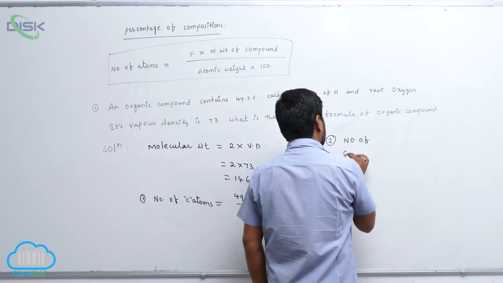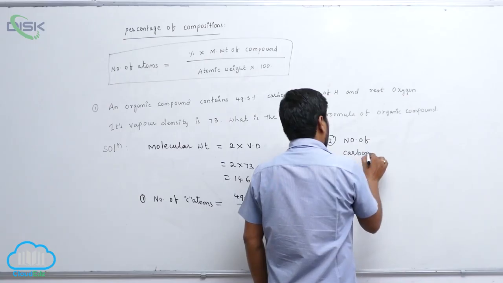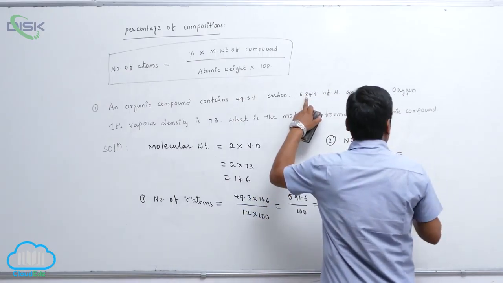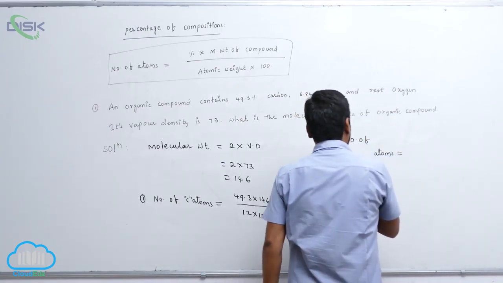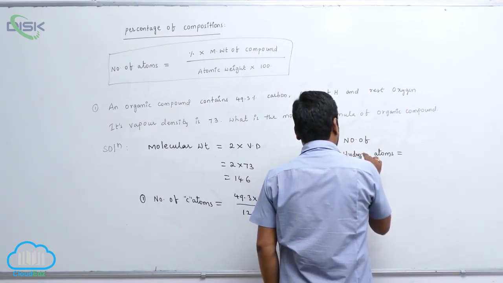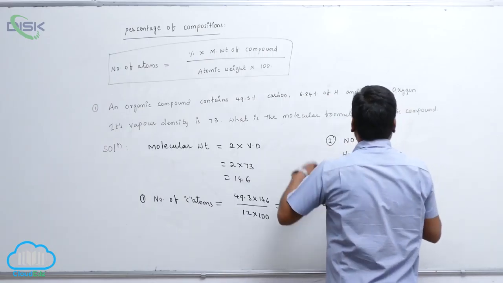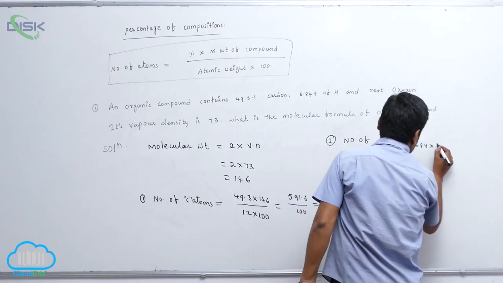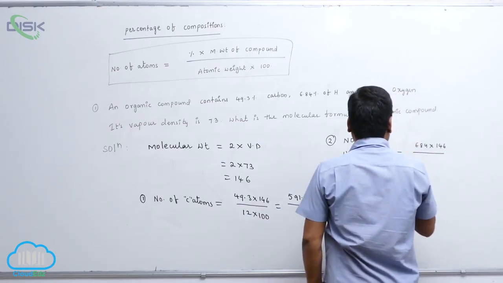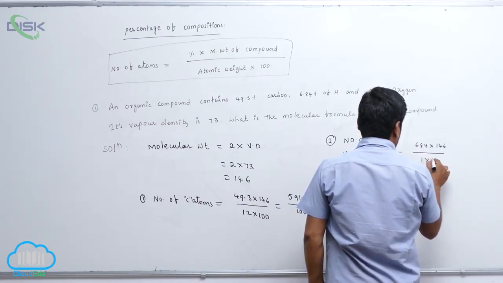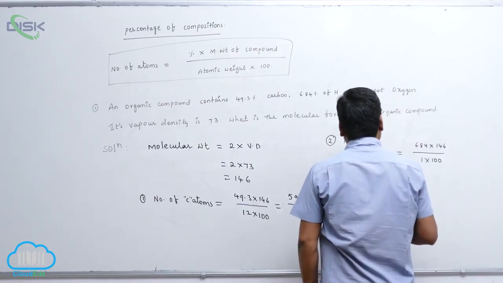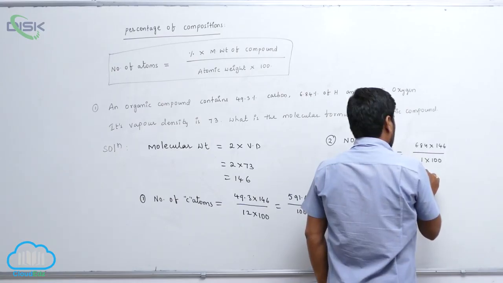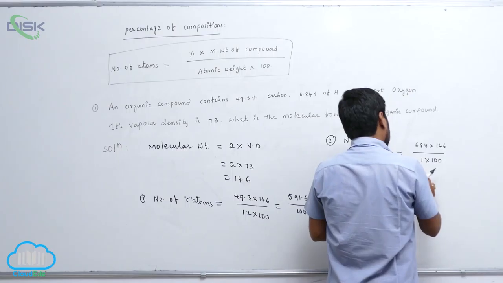Then the second one is the number of hydrogen atoms, not carbons. It equals the percentage, which is 6.84, into the molecular weight of the compound, 146, by the weight of hydrogen, which is 1, into 100. So therefore it becomes 10.